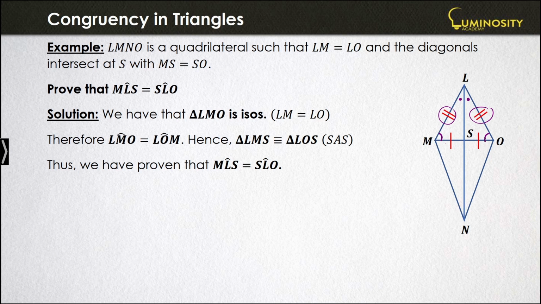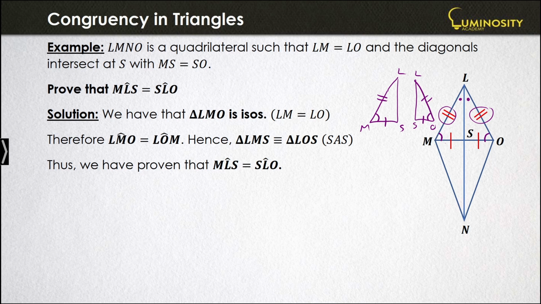All right. So now what do we have? If you look at triangle LMS, this one here, and in this other triangle here, which is LSO, we have SO is equal to MS, we have LO is equal to LM, and we have this angle LOS is equal to angle LMS.